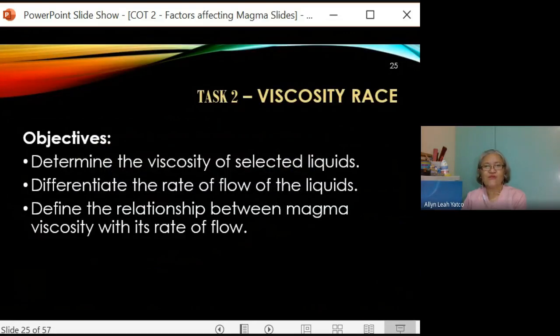Task 2, viscosity race. These are the objectives. I can determine the viscosity of select liquids. I can differentiate the rate of flow of the test liquids. I can define the relationship between magma viscosity and its rate of flow.